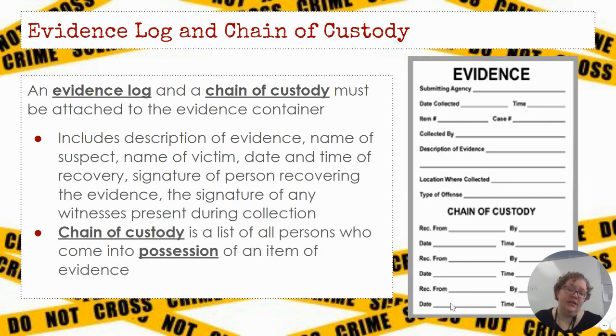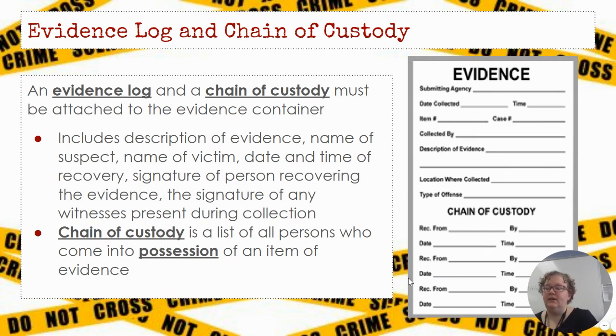The chain of custody, you can see, is at the bottom. This is a list of every person who came into possession of that item of evidence. So you can see this first line says received from, by, date, and time. So they received this from this person on this date at this time. And we can track where that piece of evidence goes, right?